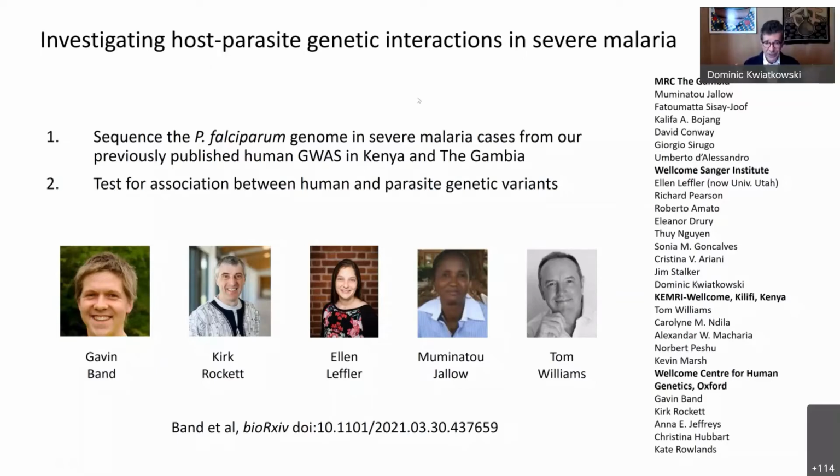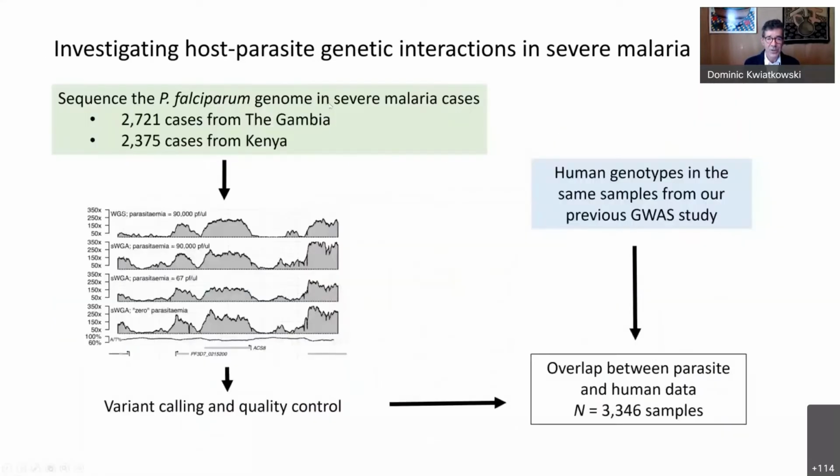But building on things we discovered previously with our colleagues in the Malaria network. So this is what we did. We took some of the severe malaria cases from the previous human genetic association study, about 2,500 from the Gambia, 2,500 from Kenya, and in those samples we sequenced the parasite genome.